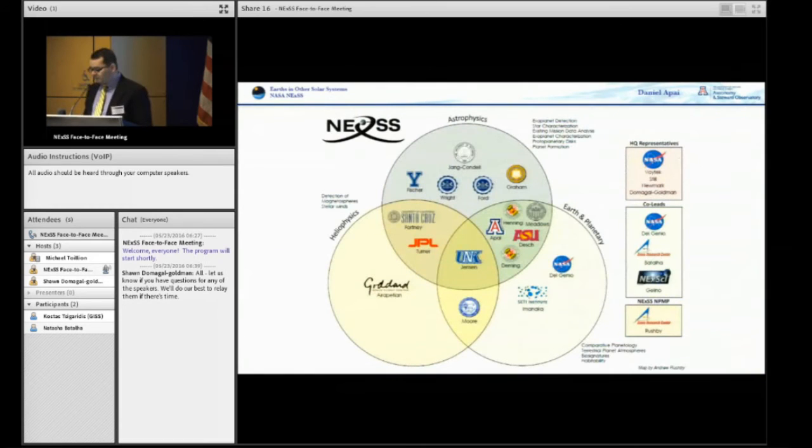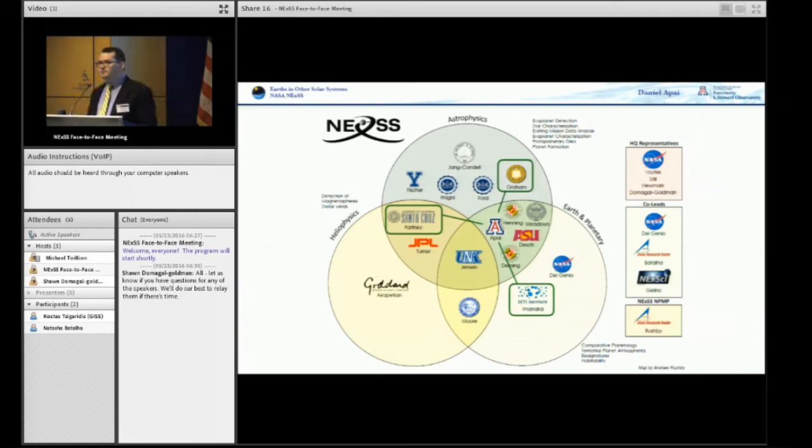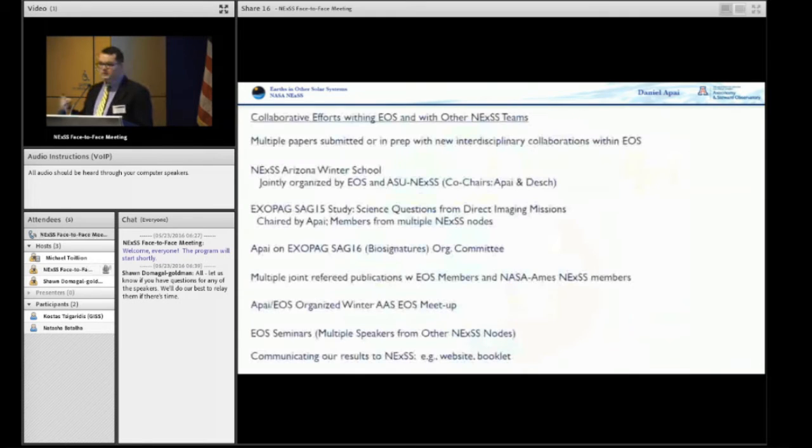I wanted to borrow Andrew's conceptual map to illustrate the connections we have already made within NExSS. So we are close to the center. A stands for Arizona, and these are the teams with which we have co-written papers in year 1, and these are the teams with which we have worked in different other ways, whether organizing events, writing reports, visiting, giving seminars, etc.